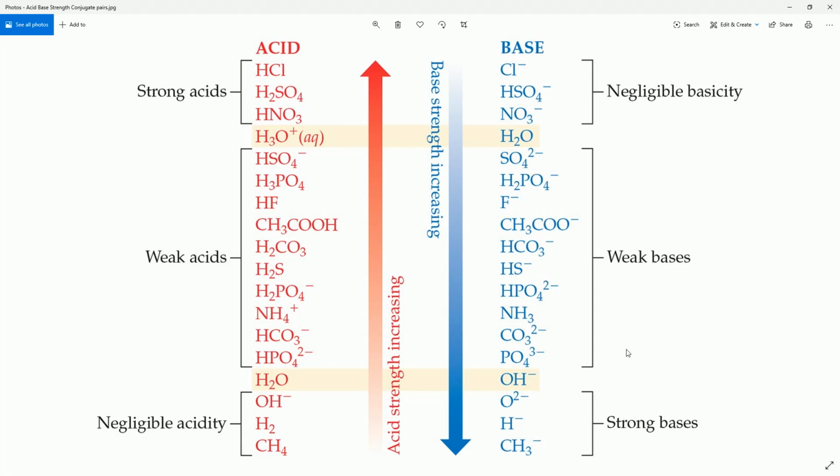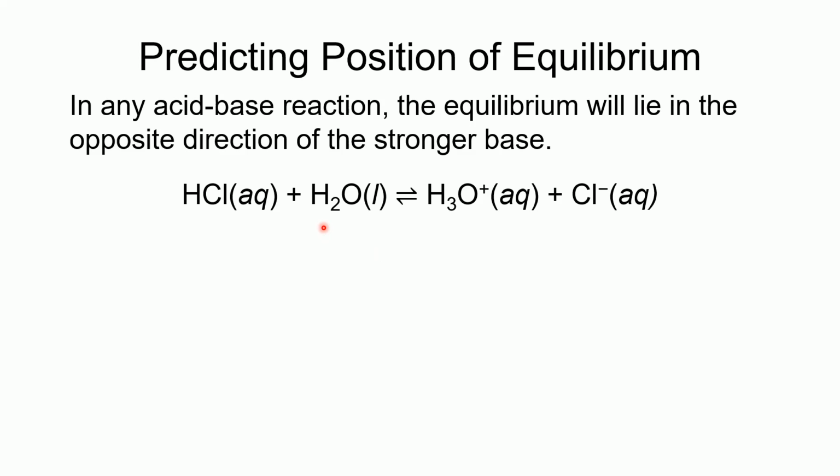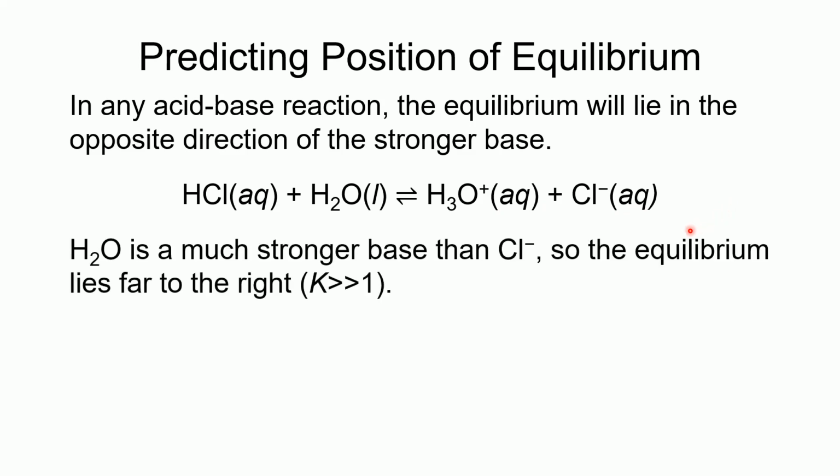All right, since water is a stronger base than chloride, the equilibrium for this reaction will lie to the right. In fact, we will find it lies far to the right. So the equilibrium constant for this will be much, much greater than 1, product favored, to use the terms that we used in chapter 15. So it will be product favored.